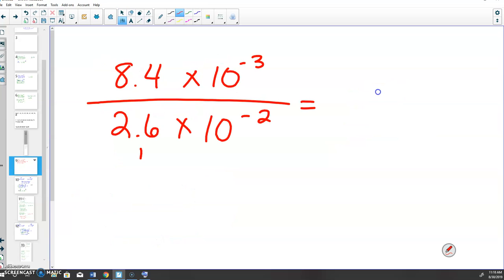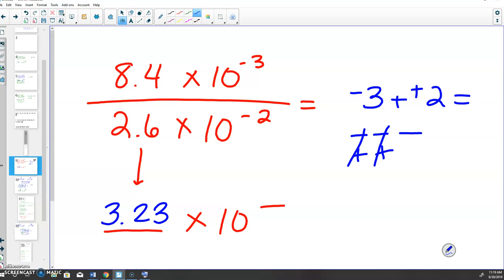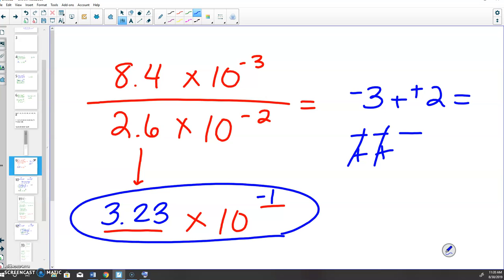Now this next problem, you divide your numbers, get an answer, times 10 to the -3 minus -2. You'll get an answer. So when you did 8.4 divided by 2.6, what did you get? 3.23. And then -3 minus -2. Can you have double negatives? No. So you have to keep, change. So you have -3 and you have two positives. They cancel each other out. What are you left with? -1. Is your decimal in the right spot? So that would be your answer.